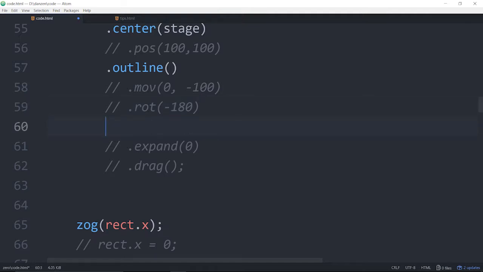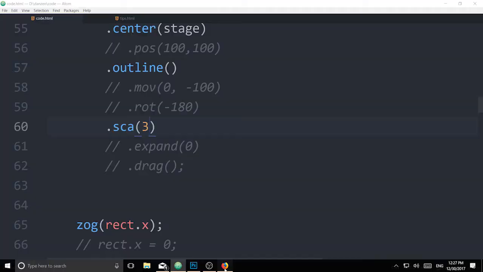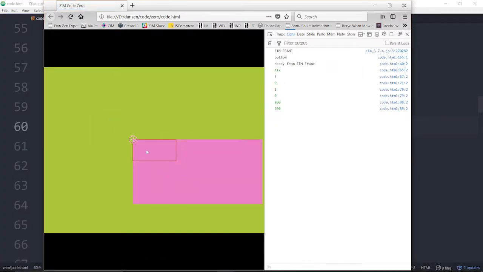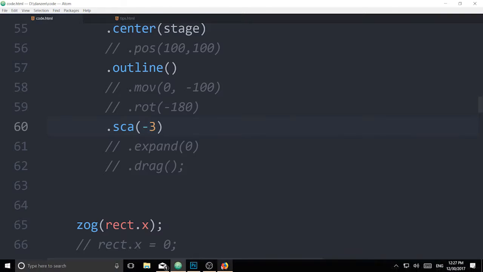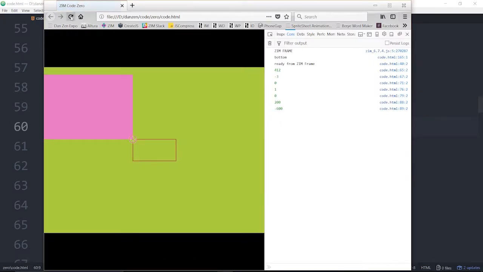What else is there? That's position, moving, scaling. So for scaling, it's dot sca. And if we say something like 3 times, what that means is scale both the x and y 3. So there it is. Both the x and y have scaled 3. So notice it scales from its registration point. And there's 1, 2, 3 times as big this way, and 1, 2, 3 times as big that way. So that's a scale of 3. Here's a scale of -3. It's just going to flip it across there. -3 this way, -3 that way.